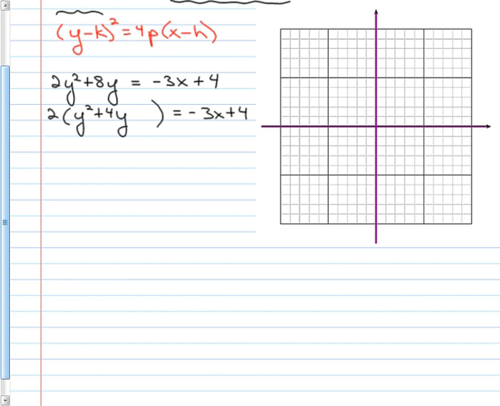Now I'm going to complete the square on this part. Do you remember what to do to get the number, what we do with that 4? Divided by 2 and square it. So half of 4 is 2, 2 squared is 4. I'm going to add 4. Now I have to keep it balanced.